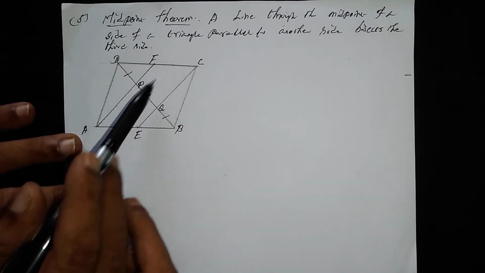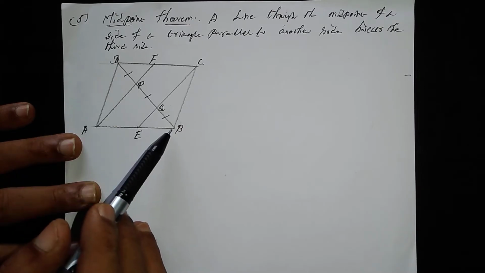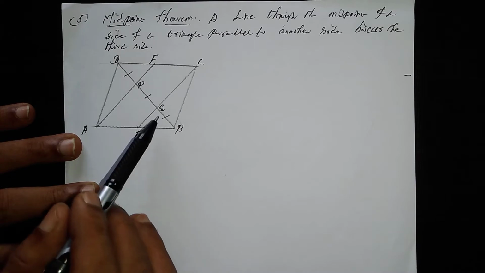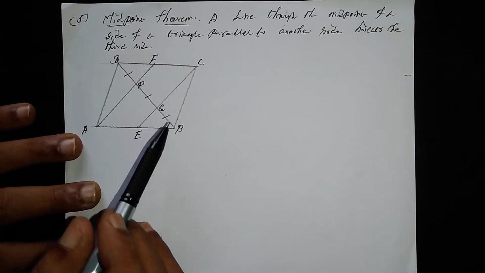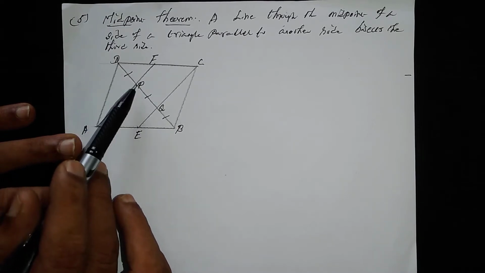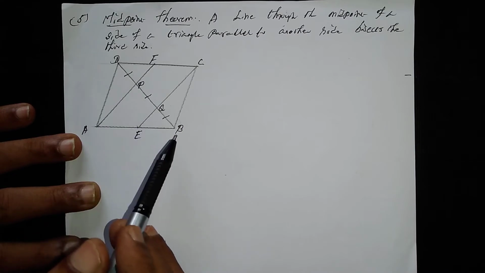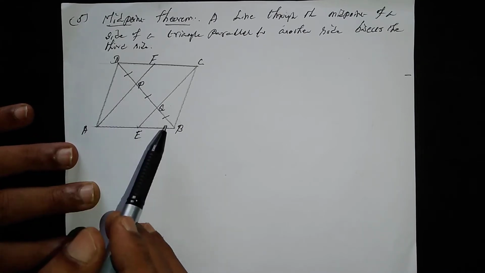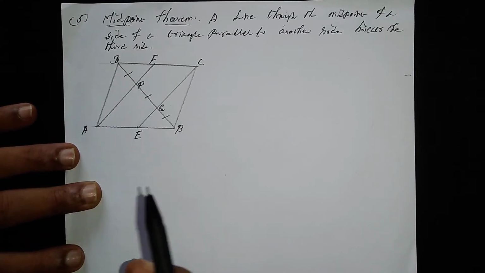So we have to prove that BD is split into three equal parts. DP, PQ and QB should be equal. Trisect means nothing but three equal parts. Now let us go for the solution.